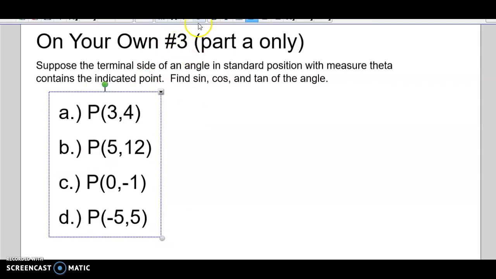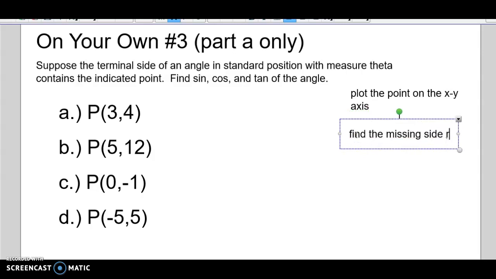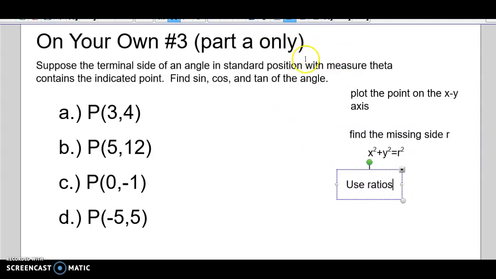All right, let's go through the steps of what I want you to do. For each problem, step number 1 is to plot the point on the x,y-axis. Step number 2 is to find the missing side r. For that, we're going to use x squared plus y squared equals r squared. And then you want to use your ratios. That's our very last step.